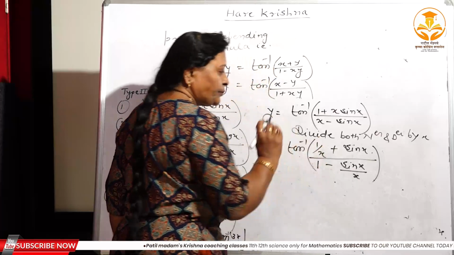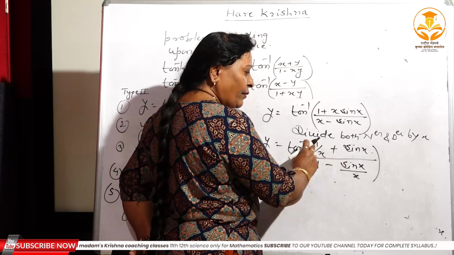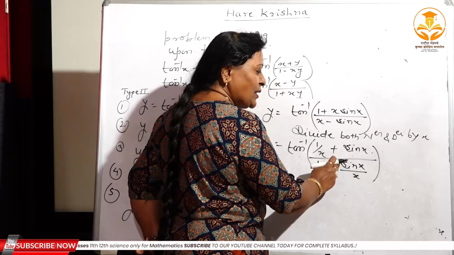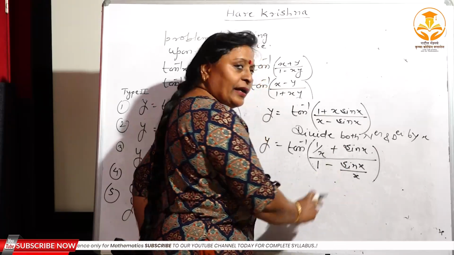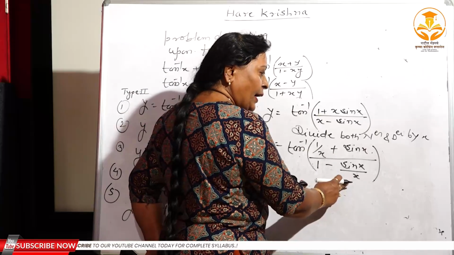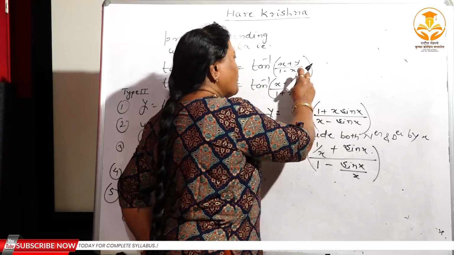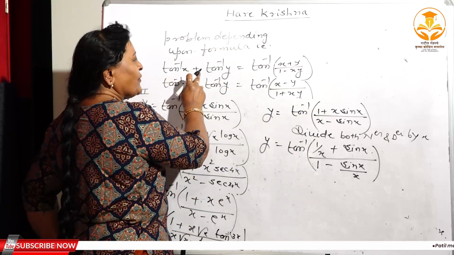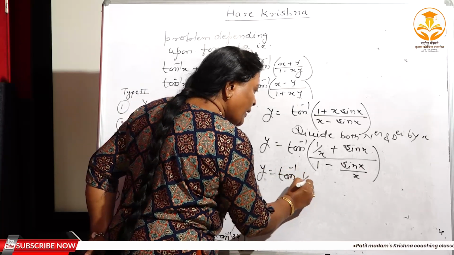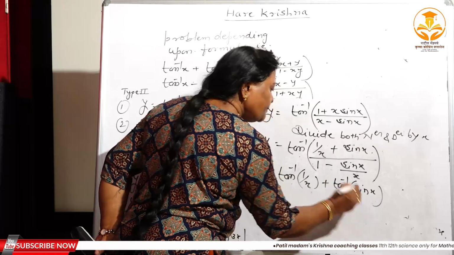Now see, in your problem, 1 is strictly there. Which two terms are added? 1 by x plus sin x. What is the multiplication of this? 1 by x into sin x, that is nothing but sin x divided by x. Is the multiplication of the two terms there or not? There is the multiplication of the two terms, right? Therefore your problem is in this form. So whenever your problem is in this form, the direct result you can write as tan inverse of x plus tan inverse of y. Here also you can write y is equal to tan inverse of 1 by x plus tan inverse of sin x. Very simple, isn't it?